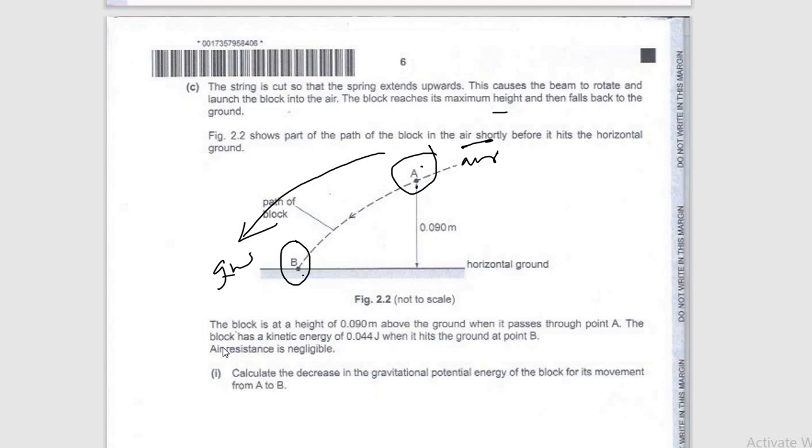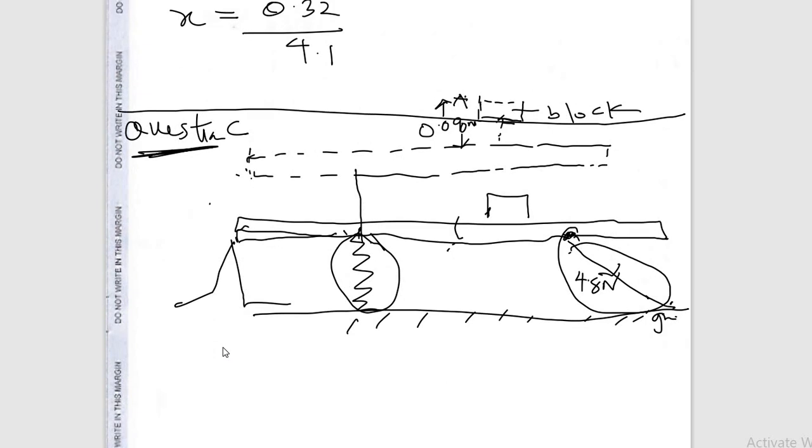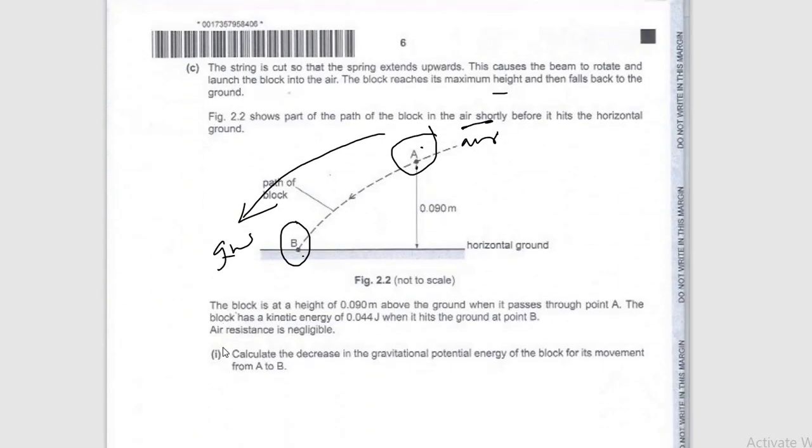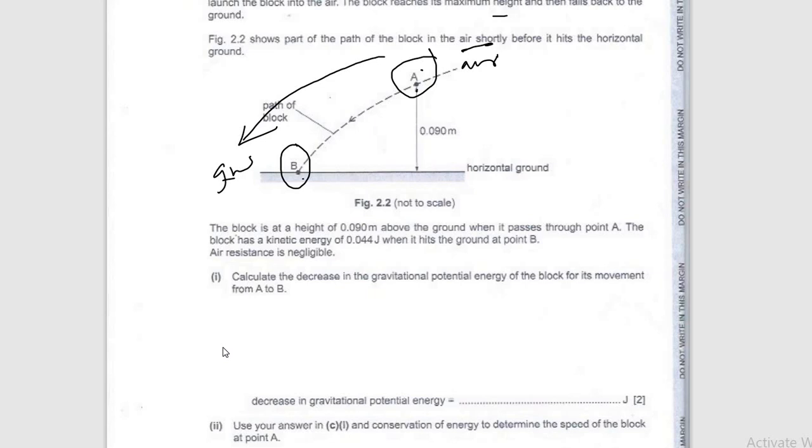You know, according to the question, the maximum height of the block from air to the ground is 0.09 meter. That's the height of the block that flies off from the beam to the ground. It's shown here, 0.09 meter. Now, according to the question, the block is at height 0.09 meter above the ground when it passes through point A. The block has kinetic energy of 0.044 joules when it hits the ground. That's at point B.